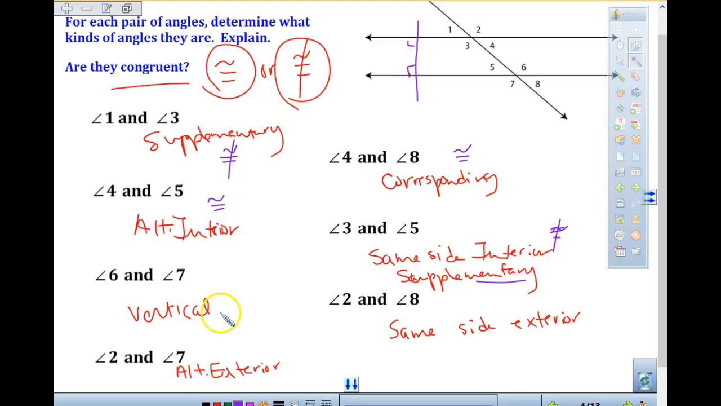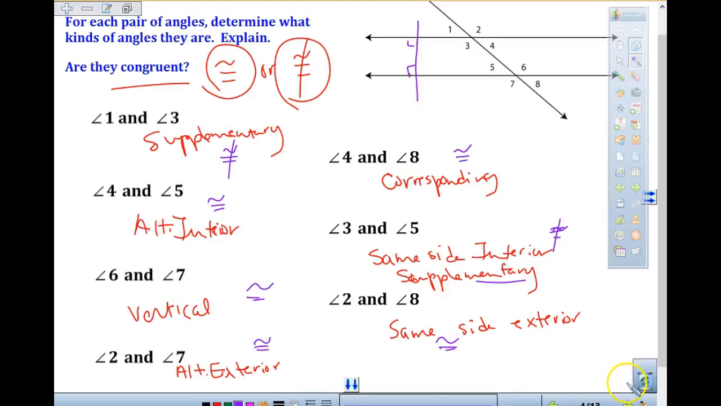Okay? If we're looking at vertical, 6 and 7, Jessica and Zach, what do you have? They are going to be congruent. If we are looking at same side interior, Jacob, what are you guys looking at? Not congruent. Emmy and Brecken, what do you guys have for alternate exterior? Congruent? I agree.